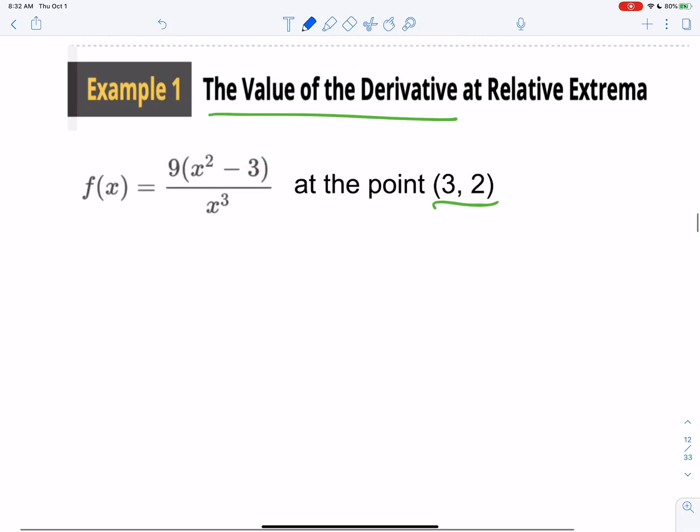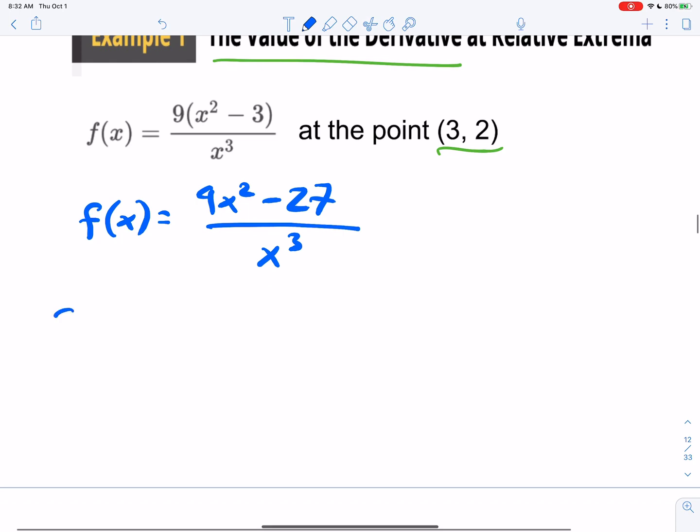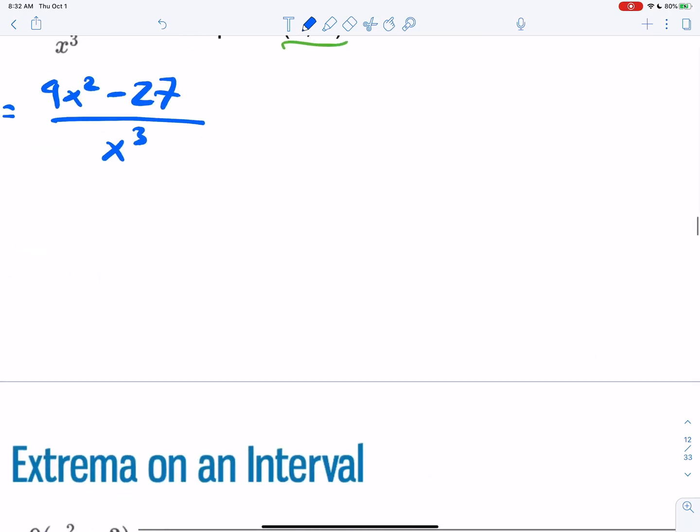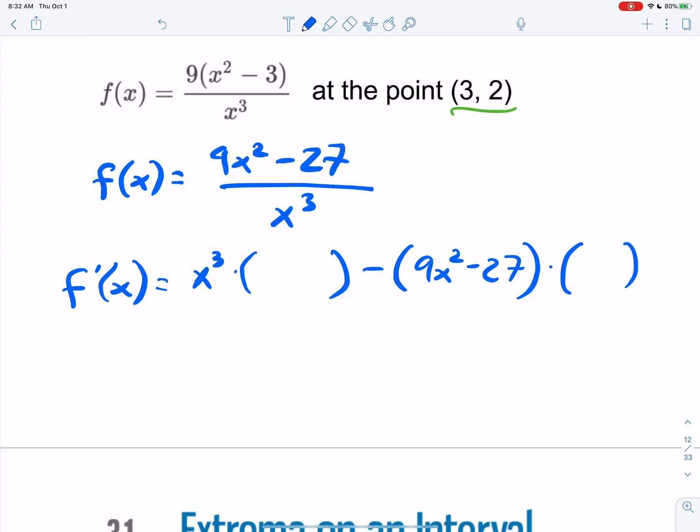Okay, here we go. So if this is f of x, well, first maybe I would want to distribute the 9 at the top just so that there's no confusion. But I would definitely use the quotient rule here. I can't seem to avoid it to make it look easier. So quotient rule, we start with the bottom times derivative of the top minus the top times derivative of the bottom, all over bottom squared.